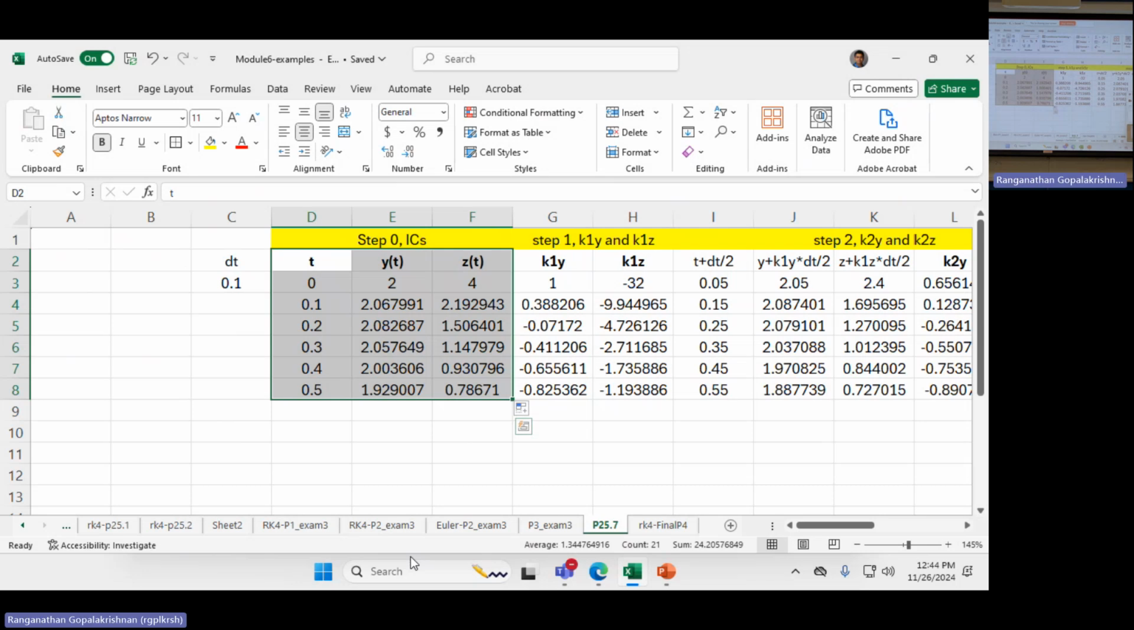Actually, this problem has an exact solution which you can obtain in the exam. That is not the intention. I won't ask you to derive an analytic solution. I'll give it to you. But you have to then get y and z.